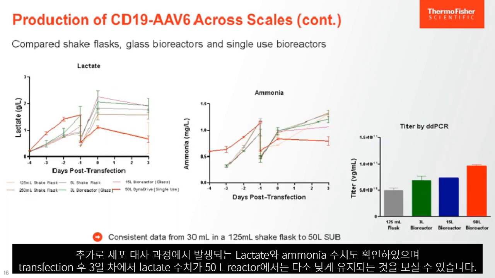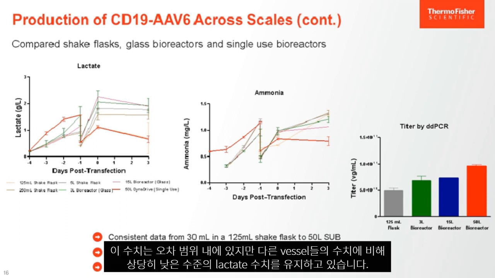Looking at two other key metabolites and byproducts, lactate, you can see once again in the 50-liter reactor, lactate levels tend to stay a little bit lower during the production run out to day 3, but again, well within the range and maintaining fairly low levels of lactate for all of the different vessels tested.